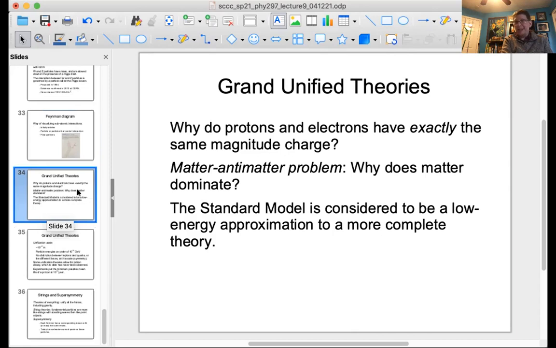So why do protons and electrons have exactly the same magnitude charge? There does not appear to be even a small difference between the charge of a proton and the charge of an electron. Why does matter dominate? We have matter and antimatter, and in collisions there doesn't seem to be an obvious preference for one over the other, and yet in the universe, matter overwhelmingly dominates antimatter. And if antimatter is created, it disappears just as quickly.